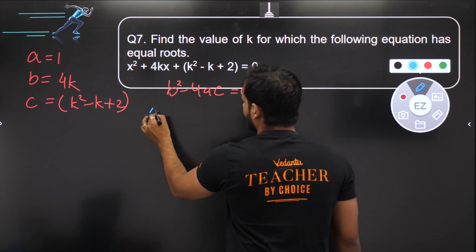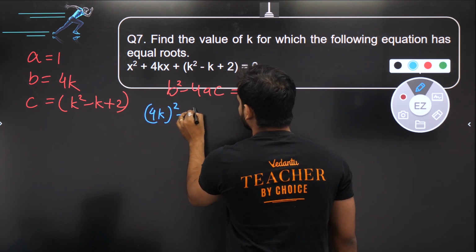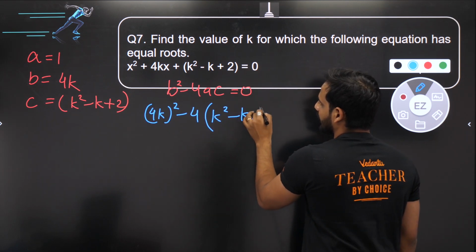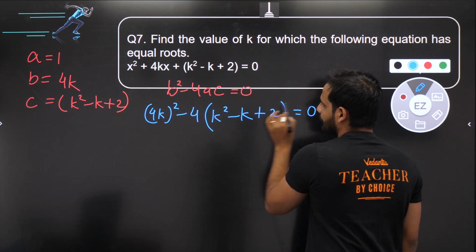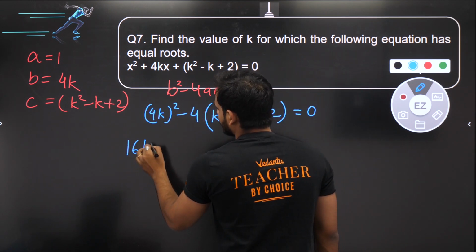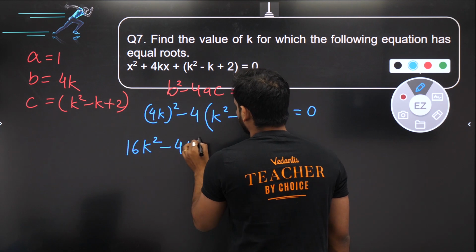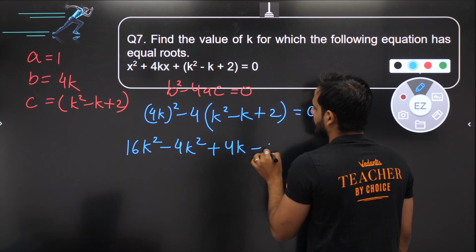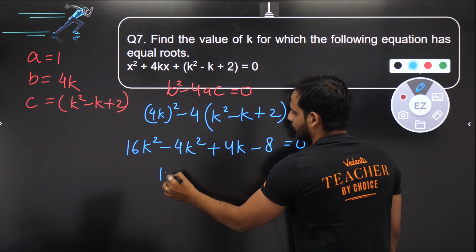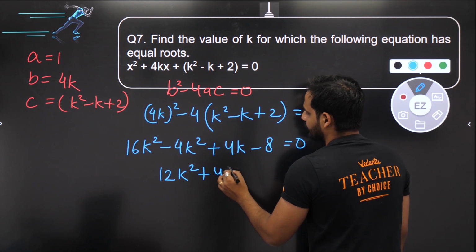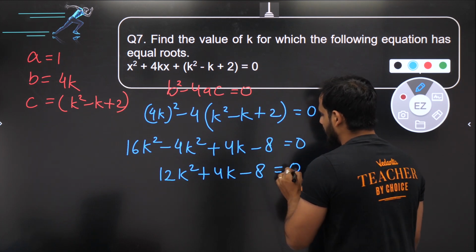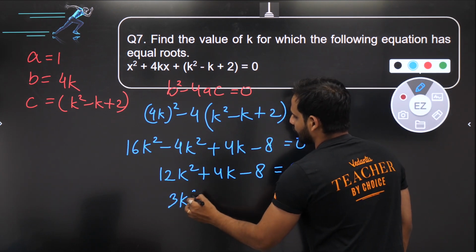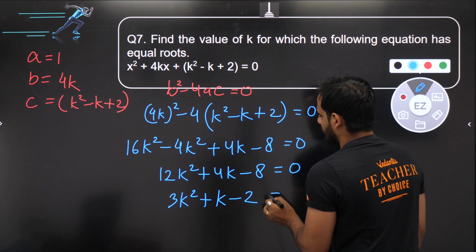So I can say 4k whole square minus 4 into 1, no need to write, into c, which is k square minus k plus 2, should be equal to 0. So you will be getting 16k square minus 4k square minus 4 into minus k is plus 4k minus 8 equal to 0. You have got 12k square plus 4k minus 8 equal to 0. See, we can take 4 common here. So this will be left with 3k square plus k minus 2 equal to 0.